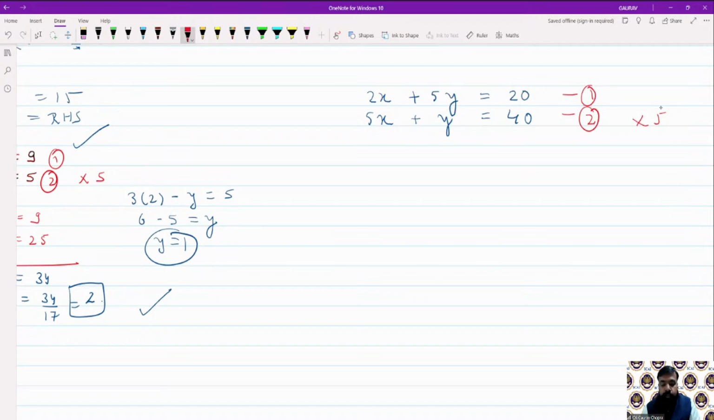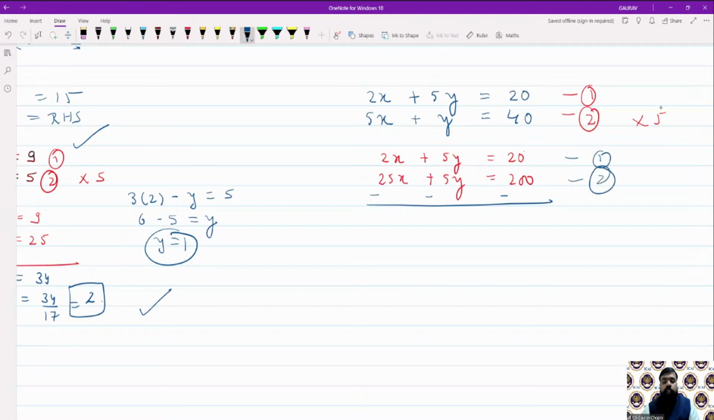So what will we get? The first equation we are writing as it is, and for the second, 25x plus 5y is equal to 200. Now, both are having a positive sign, so we have to subtract. Whenever we are subtracting, change the sign of this equation. So 5y in the first equation is positive, and in the second equation 5y is now negative. We can cancel them.